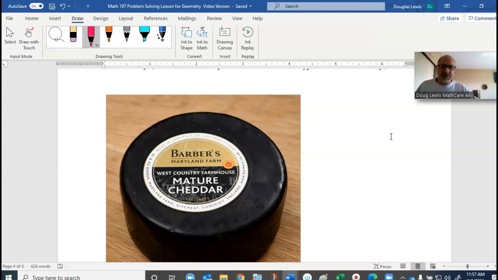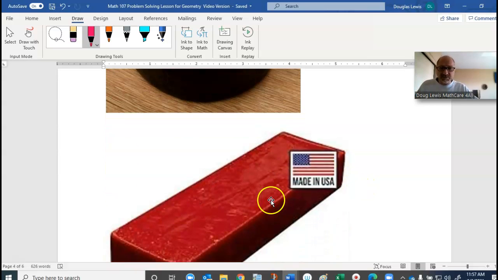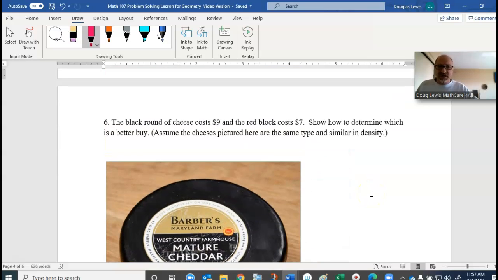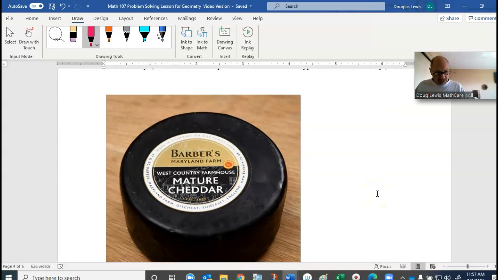So to see which is a better buy, I might compare the price of this block of cheese to its size and the price of this block of cheese to its size. And since these are two different shapes, the size, we would say, is based on volume, right? So on this one, it's going to be $9 for what volume, right? So I think a reasonable way to do this is to compare the price to volume and see which might be cheaper per unit volume, right?